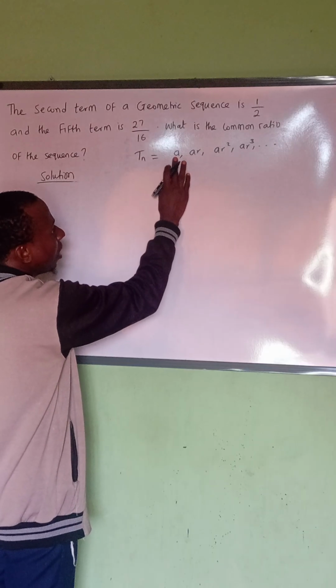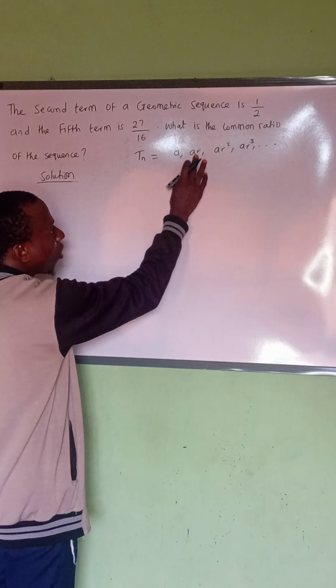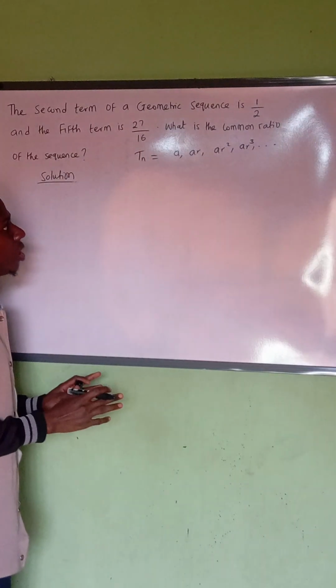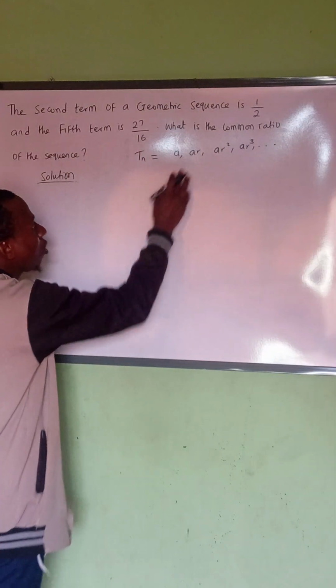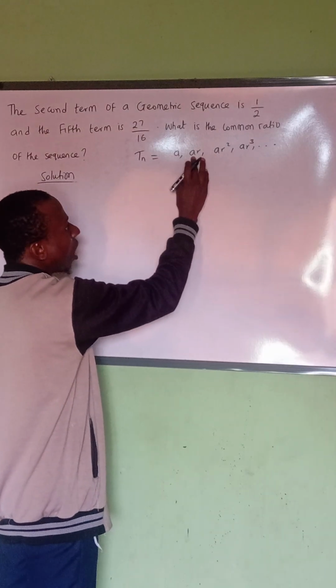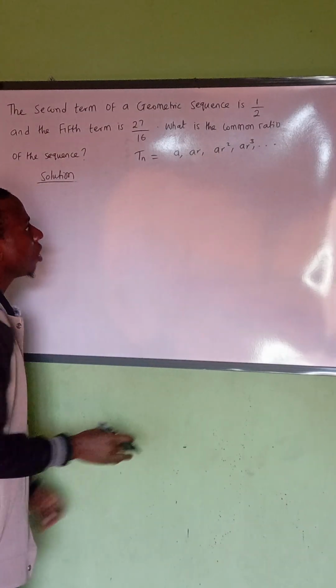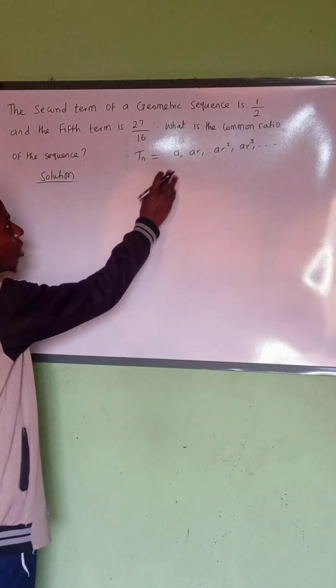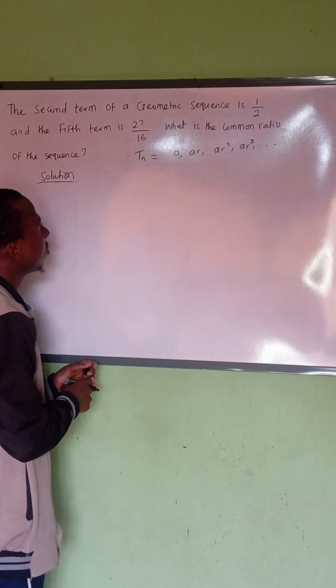AR divided by A, that will give us R. Now this one has the same common ratio. That's what we call common ratio. You can divide AR squared by this AR, and we have it as R. All of these terms have the same common ratio. That's why we know that it's a geometric sequence.